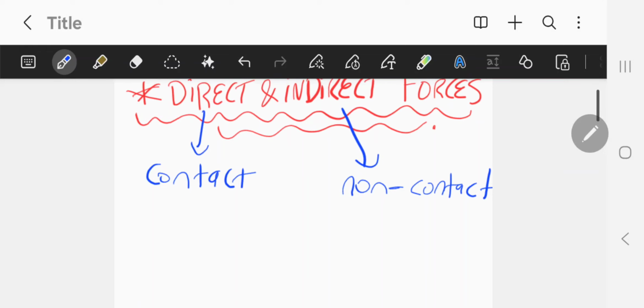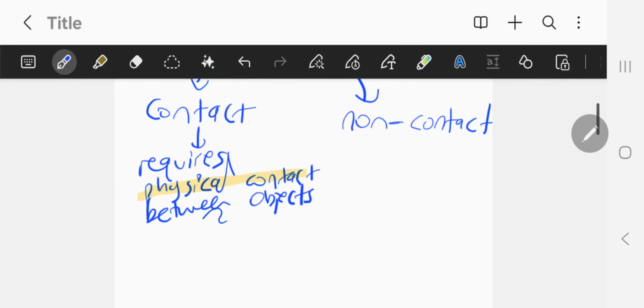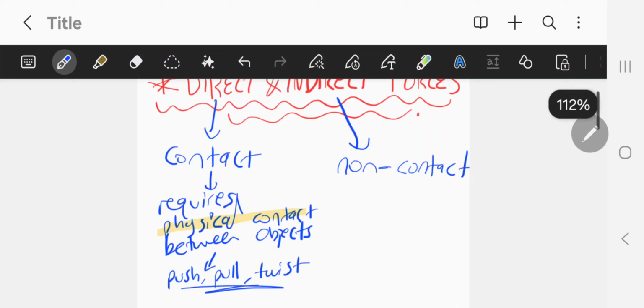And a direct force, or a contact force, requires physical contact between objects. The key word here is physical contact. We've explored contact forces before. Push, pull, twist. These are three contact forces, direct forces, because you're directly interacting with the objects. Could be a fridge, a door, a chair, a bottle.